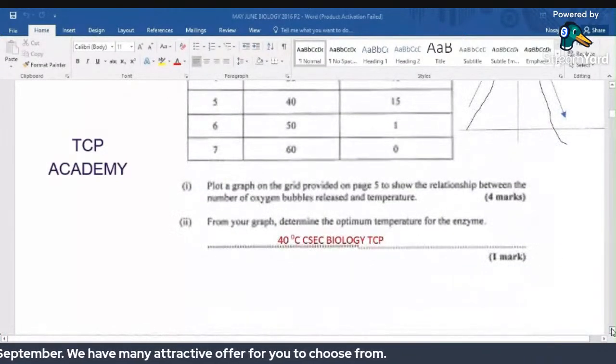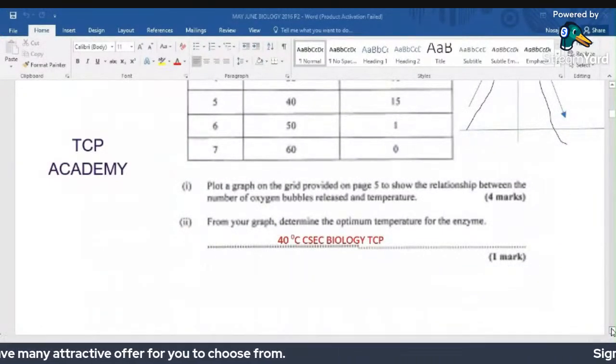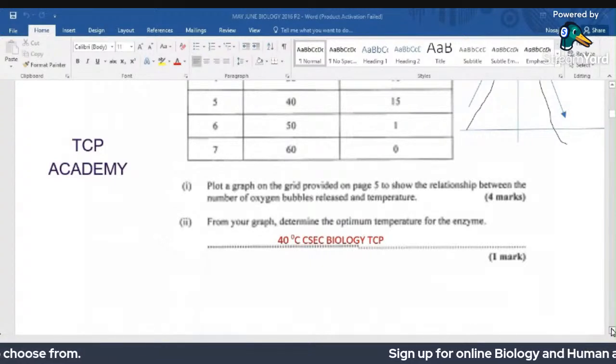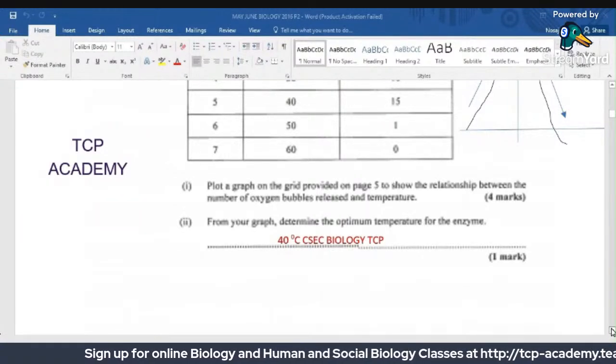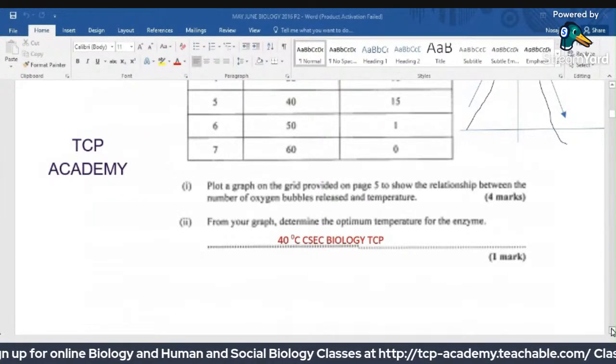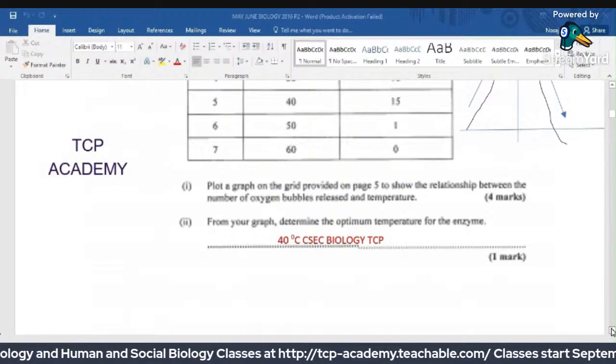So we're supposed to plot a graph on the grid provided on page 5 to show the relationship between the number of bubbles and, of course, temperature. So here we're seeing 2 things. It tells us what we're supposed to plot. We're supposed to plot number of bubbles versus temperature.